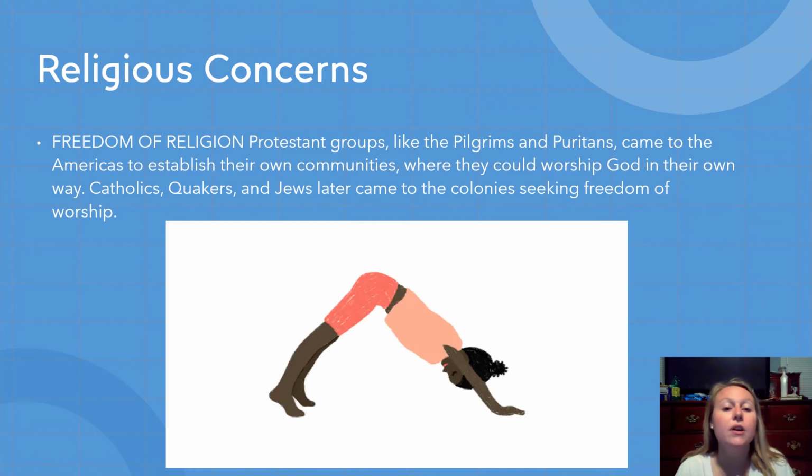All right, so the settlers decided to come to the Americas for religious concerns. They wanted freedom of religion. Protestant groups like the Pilgrims and Puritans came to the Americas to establish their own communities where they could worship God in their own way. Catholics, Quakers, and Jews later came to the colonies seeking freedom of worship.